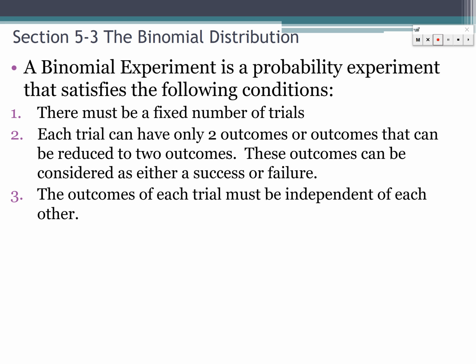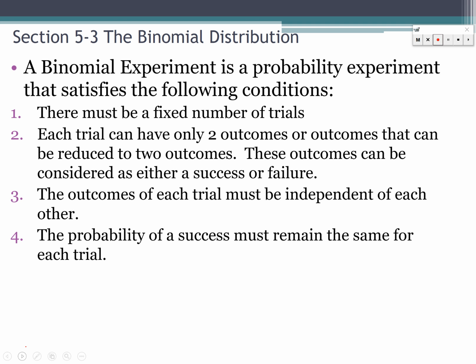The third: the outcomes of each trial must be independent of each other. And then the fourth condition goes hand in hand with that idea of independence. The probability of success must remain the same for each trial. So the fact that the first trial happens does not affect the probability of the second trial or third trial, however many there happen to be. The outcome of each trial has no effect on any of the other trials at all.